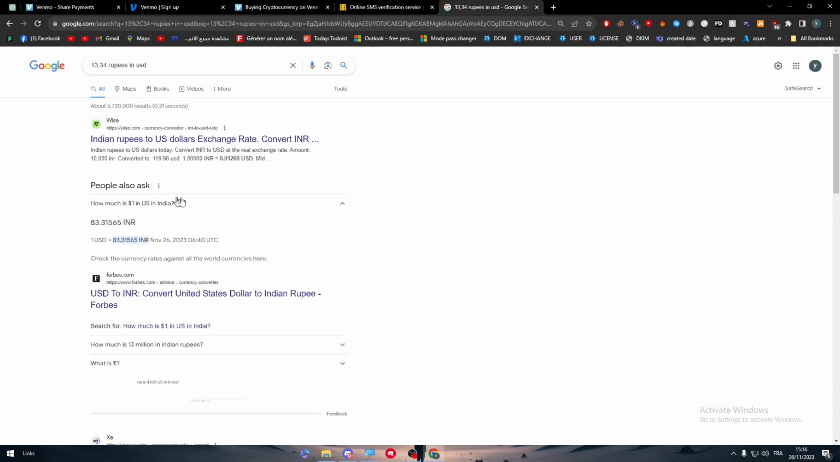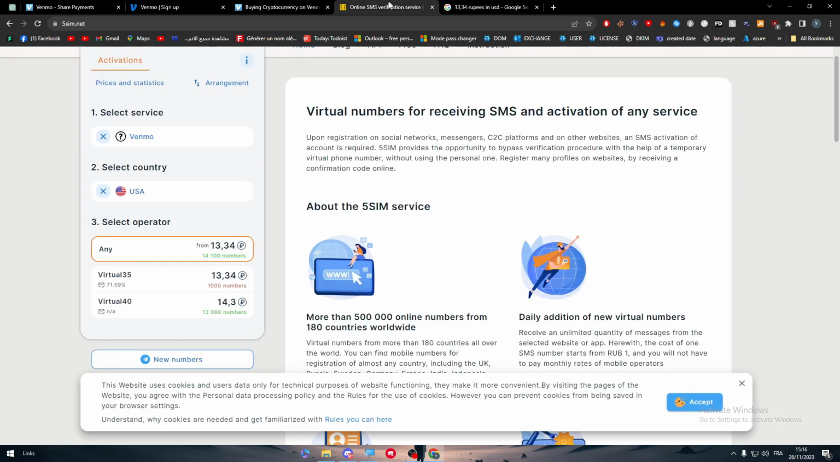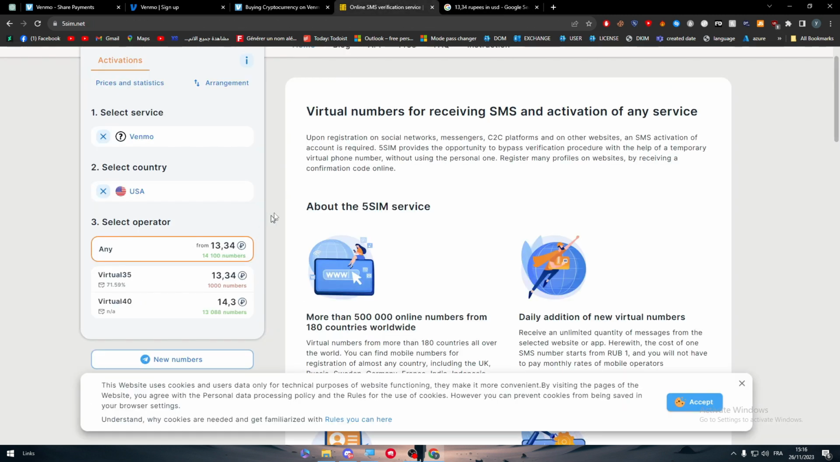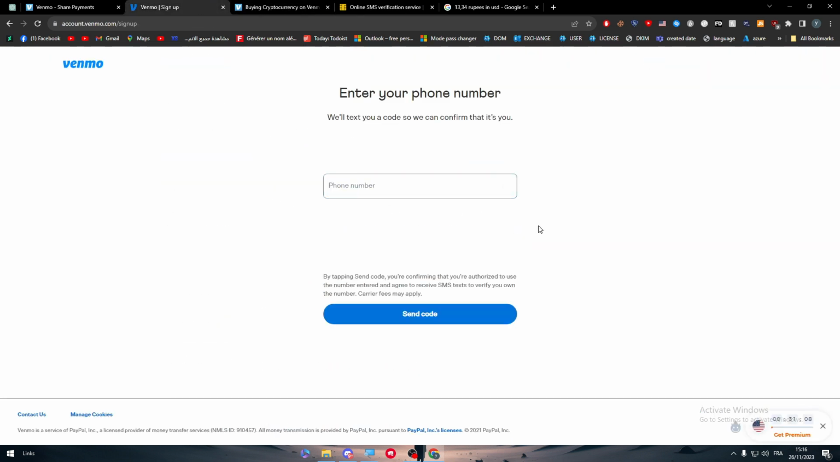One USD is about 83.31 in Indian rupees, so this is not a lot of money. I mean, it's going to be like nothing. It's going to be even less than half a dollar. So anyway, you get a number, put it here. And just like that, you will receive an OTP, put it there, verify your information, and you are then good to go.